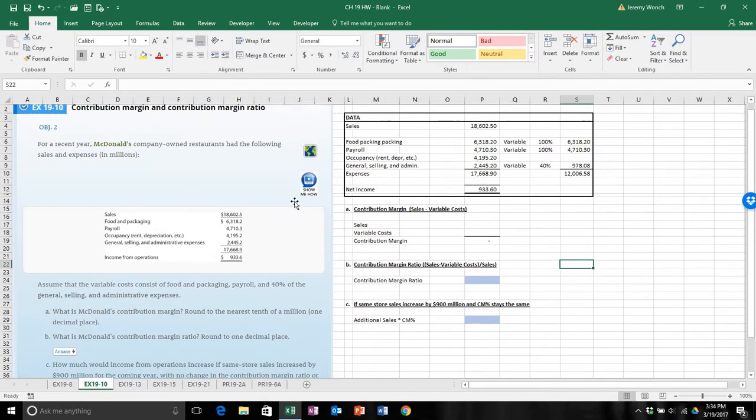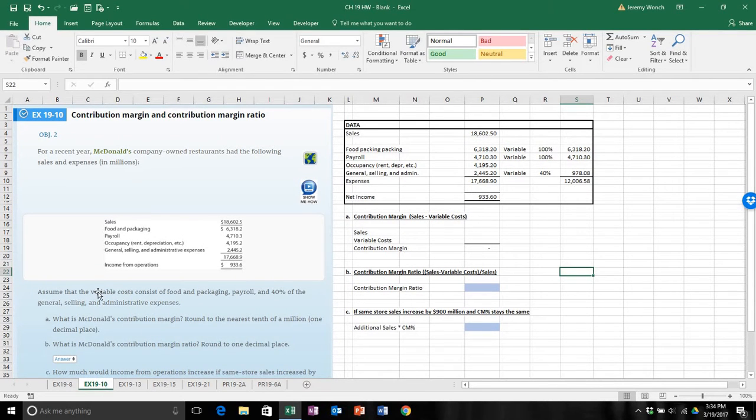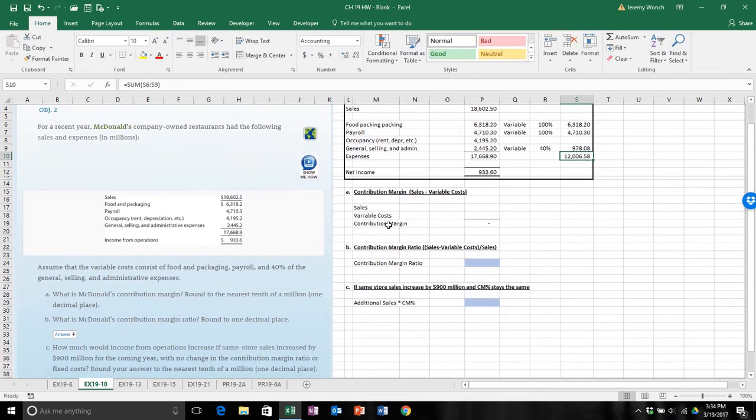Then what it says is that out of these costs, the food and packing and payroll are going to be all variable, and 40% of the general selling administrative is going to be variable. So I've already gone over here and marked the ones that are at least partially variable, entered in what percent they're variable, and calculated our total variable cost. So we have total expenses of 17 million, 12 million of that is going to be variable. And so the first thing it asks us to do is calculate the contribution margin.